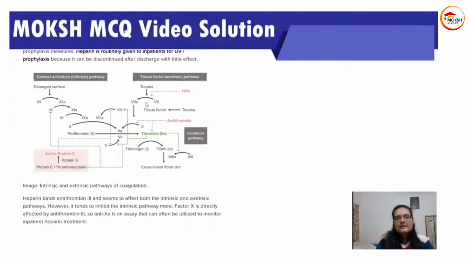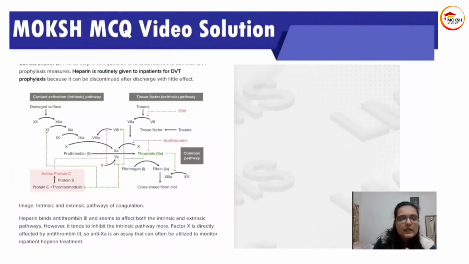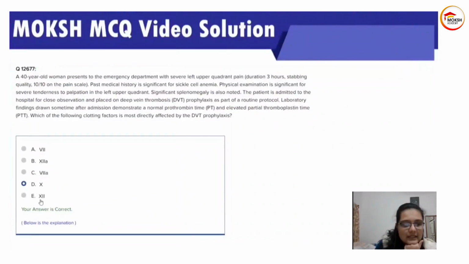So this factor 7 is a part of the extrinsic pathway, and as we know, antithrombin, whose activity is boosted by heparin, majorly affects thrombin and other intrinsic pathway factors, right? So those factors are as given here: 7A, 9A, 10A, 11A, and 12A. Okay, right. So in our case, thrombin is not given as an option. 12A is not affected. 12 and 12A will be ruled out.